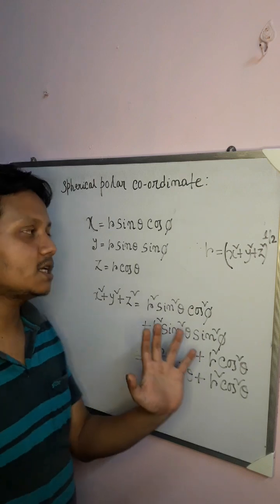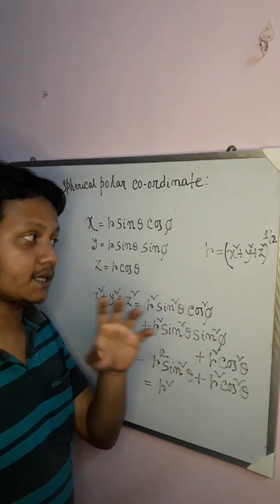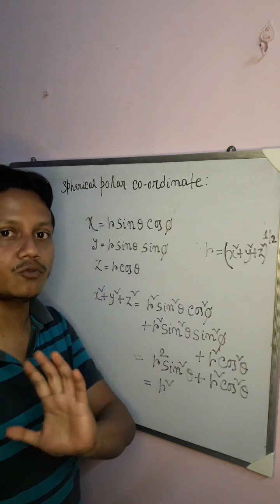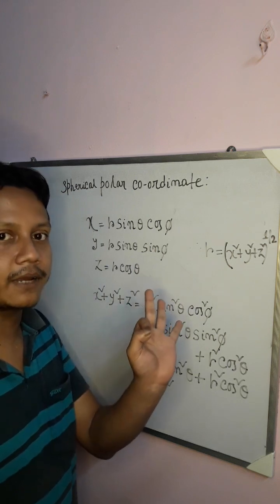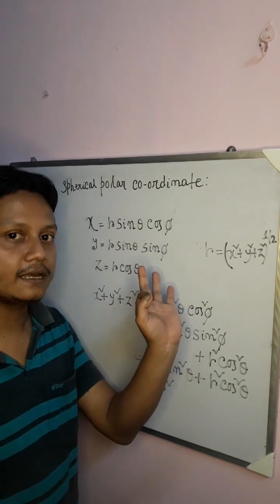In today's lecture I have given the basic introduction of spherical polar coordinates. In my next class I shall discuss the unit vectors related to this coordinate system and a few other issues.